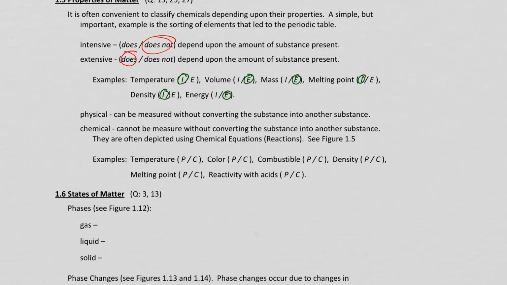Volume's a different story. Let's take that same example where I have a cup of coffee from my Keurig. I separate it. I pour it half and half into 2 different cups. Well, each volume is half of what it used to be, so it is extensive. It depends on the amount present to determine the actual value. Mass, of course, is the same way.